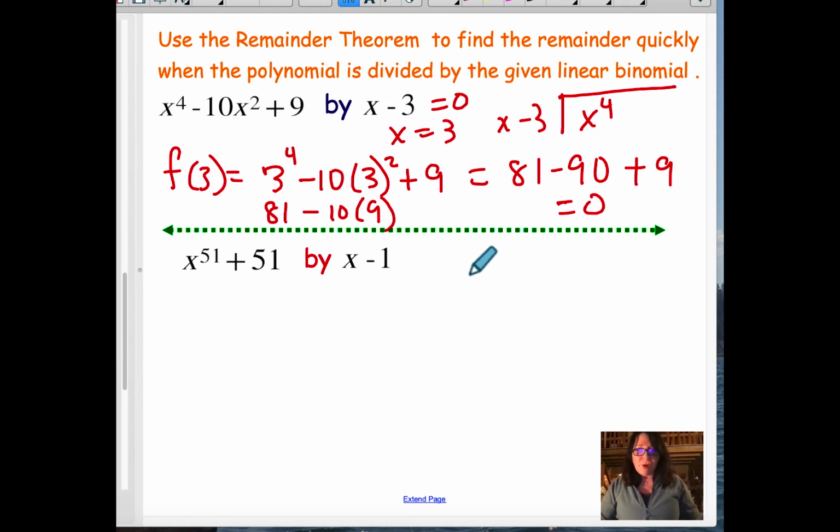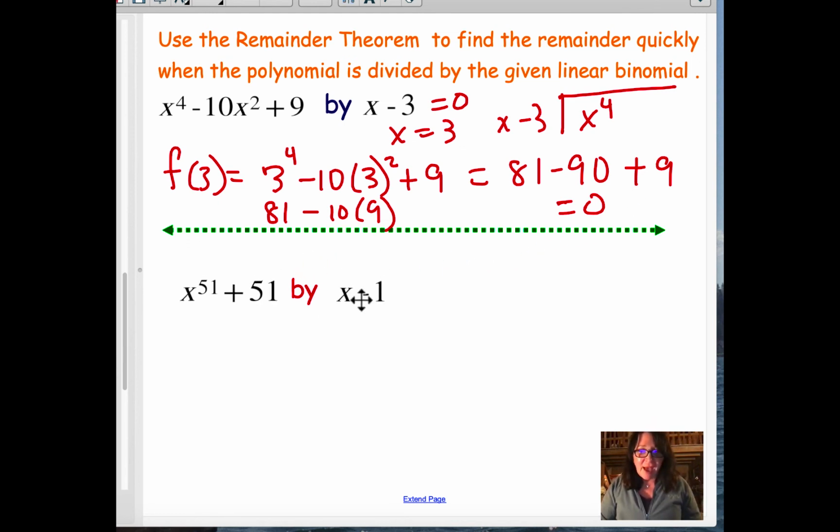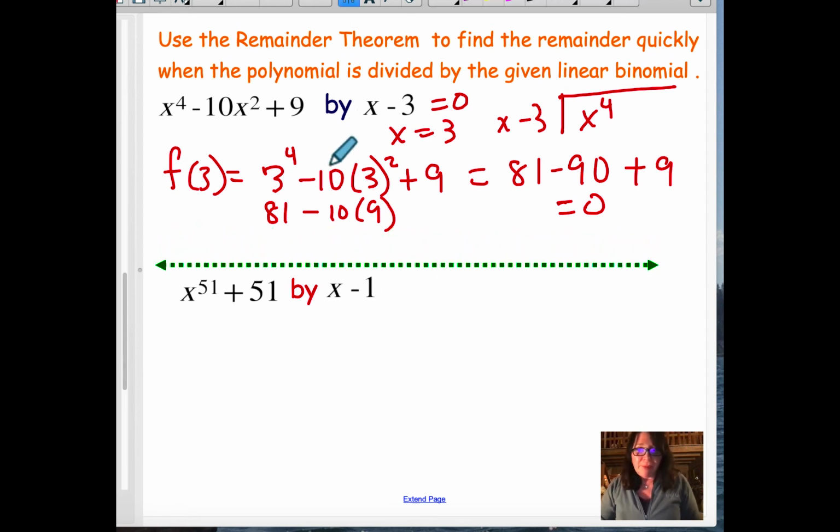And so what does that mean? What did that just tell us? So what it means is that f of 3 is equal to 0, which means I have no remainder. So if I say f of 3 is equal to 0, and that 0 is my remainder, at 3 comma 0, I have an x-intercept. So my remainder is 0. That's the answer.